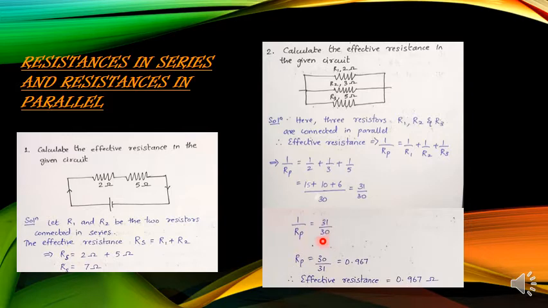But what do we require? Do we require 1 by Rp? No, we require Rp. How can you get Rp value from this? If you reciprocate this equation, you will get it, isn't it? So if you reciprocate this, you are going to get it as 30 by 31. And when you divide these two numbers, what will be the quotient? This is your quotient, 0.967. Dear students, if this is not terminating, you can stop it at 3 decimal places. So the effective resistance in this case is 0.967 ohms.